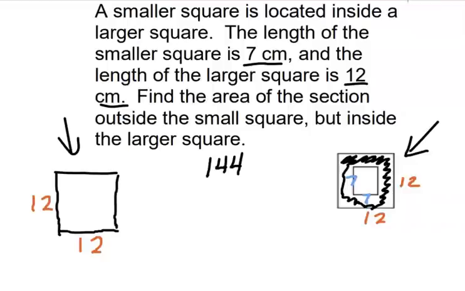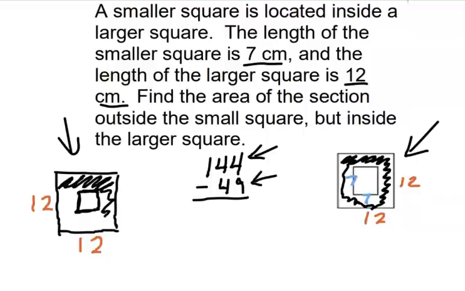centimeters squared. And then we have the smaller square inside here that we have to cut out, okay? And so that's going to be 7 by 7. And of course, 7 times 7 is 49. So this was the area of the bigger square. We're cutting out the area of the smaller square to find out this area here.